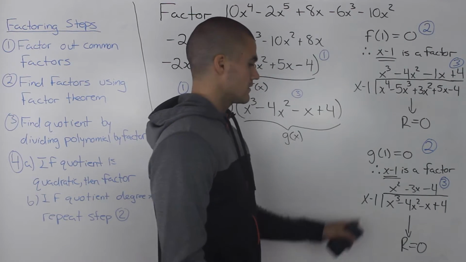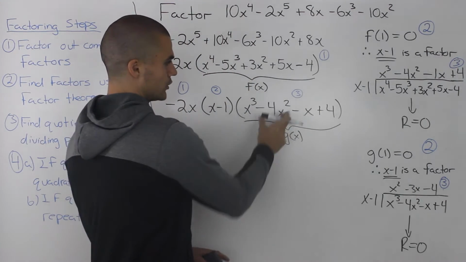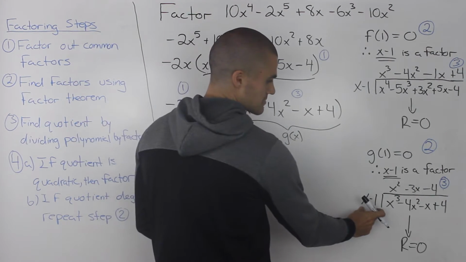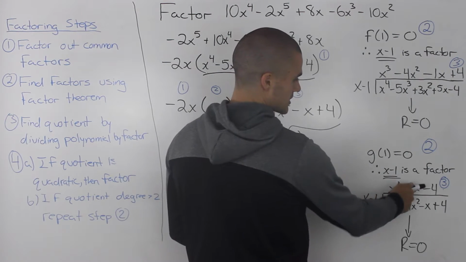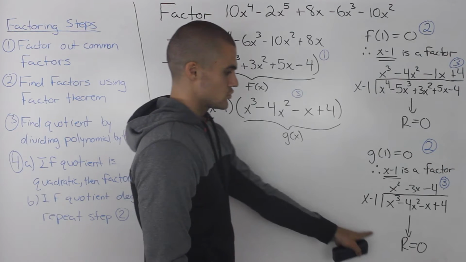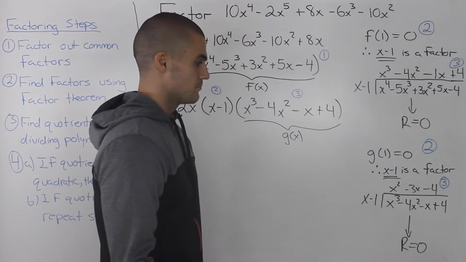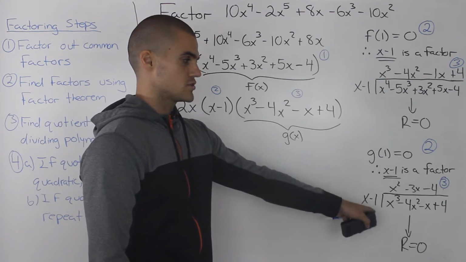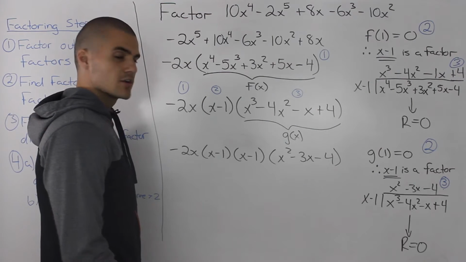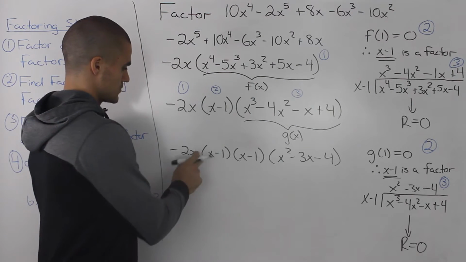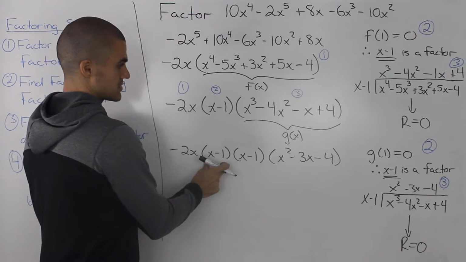So after finding the factor of x minus 1 in step 2, in step 3 we take this polynomial and divide it by that factor x minus 1, and we end up getting a result of x squared minus 3x minus 4. And as usual, you should get a remainder of 0 at step 3. You should pause the video and try to do this yourself and make sure that you are getting the same result.